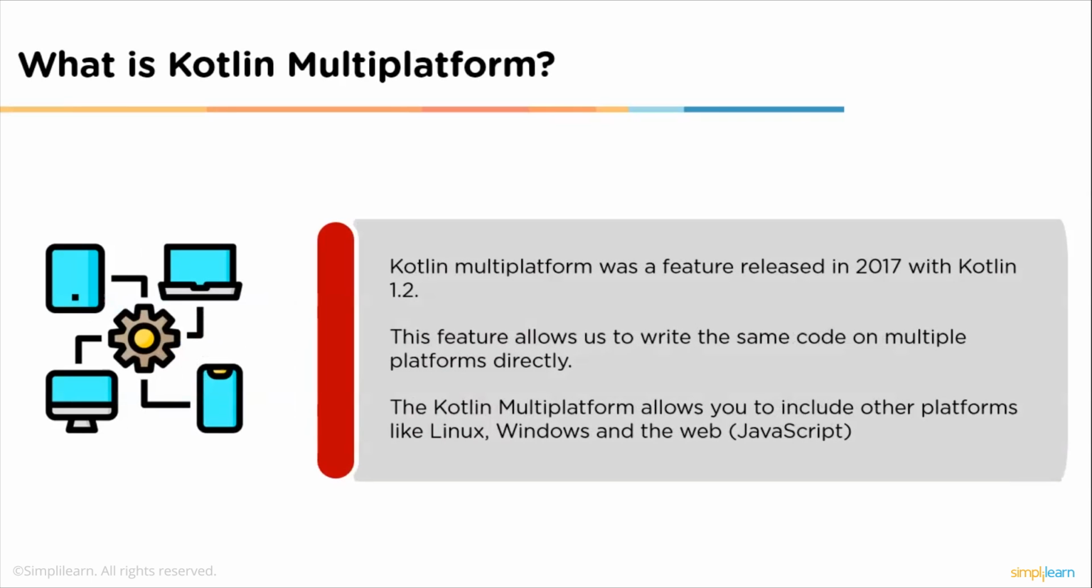So first is, what is Kotlin Multiplatform? Kotlin Multiplatform is a feature released in 2017 with Kotlin 1.2 version. This feature allows us to write the same code on multiple platforms directly. It focuses on cross-platform app development. It is based on the idea of write once, run anywhere approach. But it takes the concept of write once, run anywhere to a much higher level, in which we can write the code once and target multiple platforms.